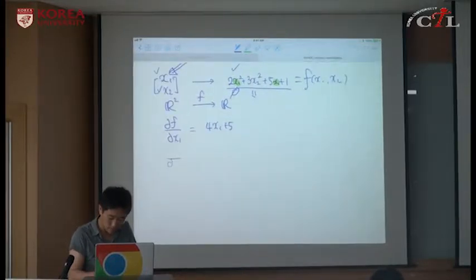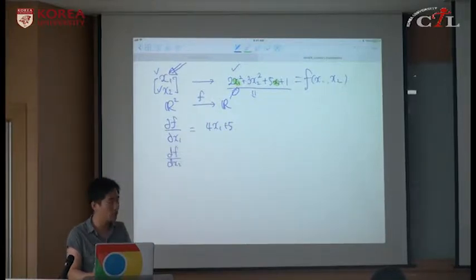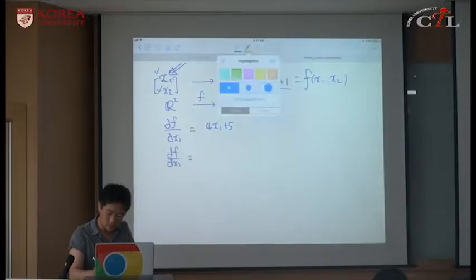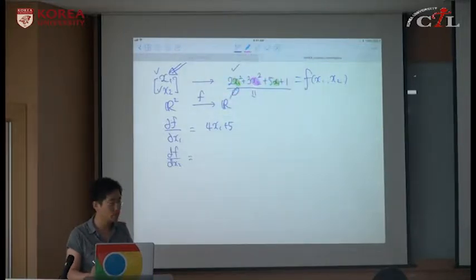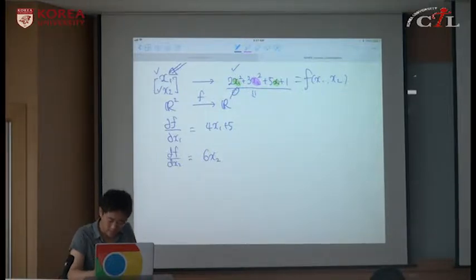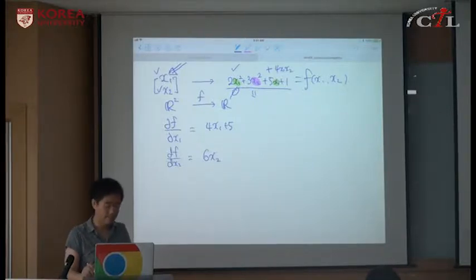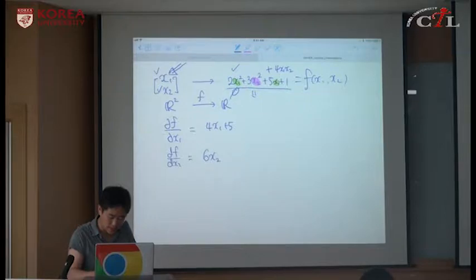Okay, and then what about the partial derivative with the x2 this time? In this case, you can compute the partial derivative with respect to x2. So this one is the only variable that we have, and then it will be 6x2, right? And then just to make this problem more interesting, let me just add maybe this term x2.